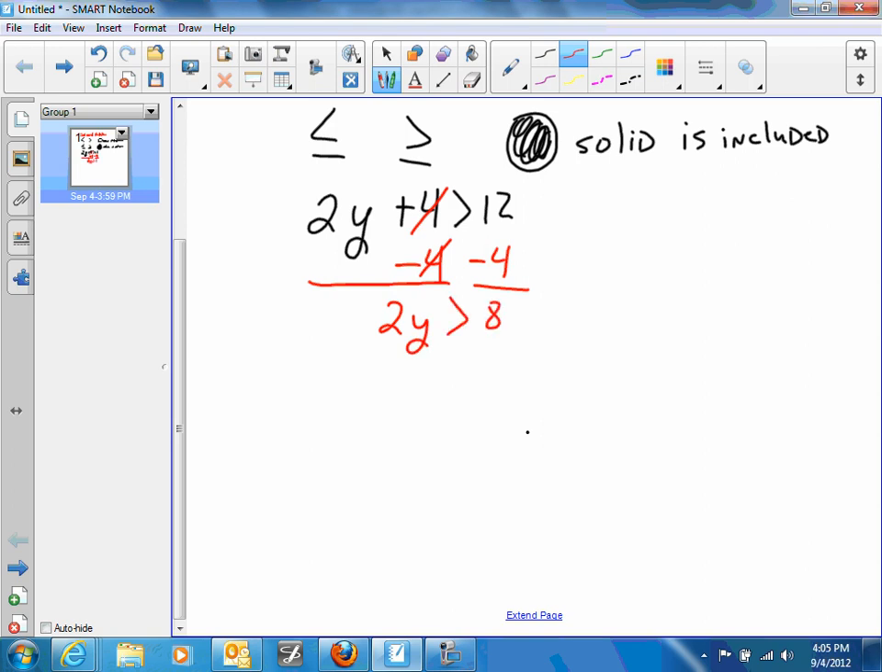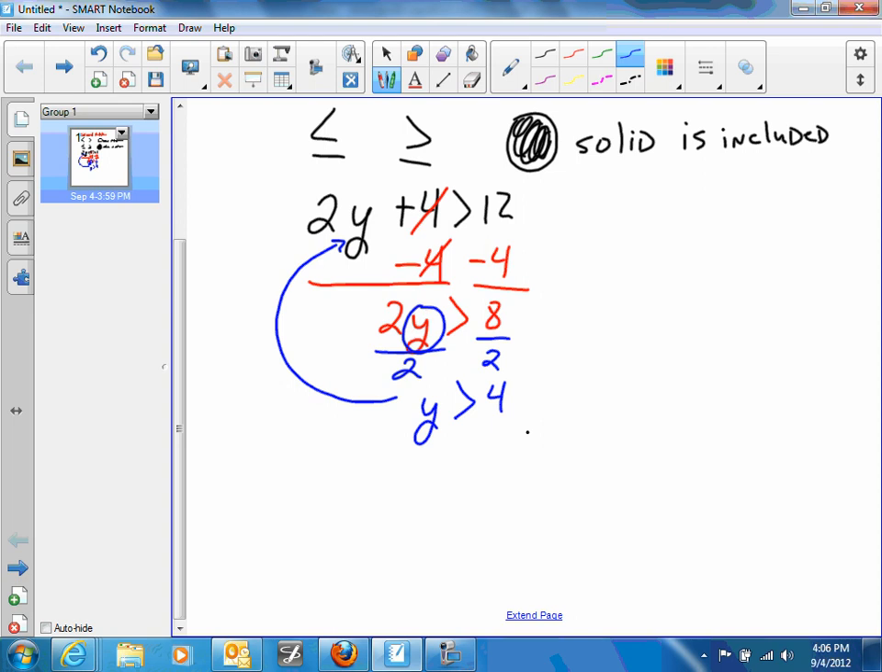Now, the next step, because what we want to do is we want to isolate our y value. We want to isolate this y value. So we're going to divide both sides by 2. And so I end up getting y is greater than 4. Okay, so that is my solution set. Any number that is greater than 4, I can plug back into this y here, and it would make that whole statement true.